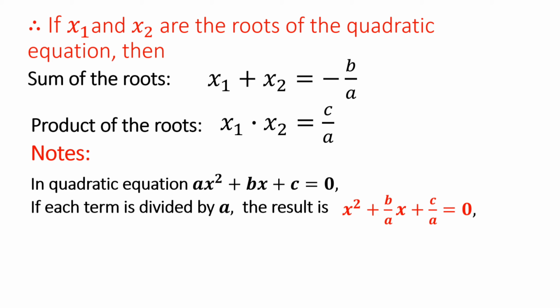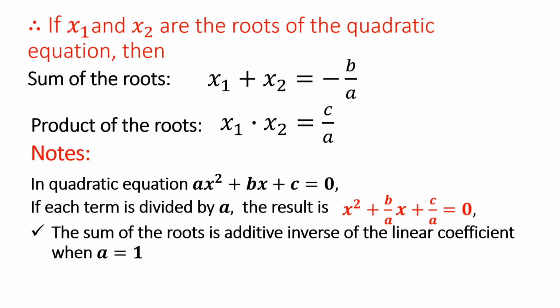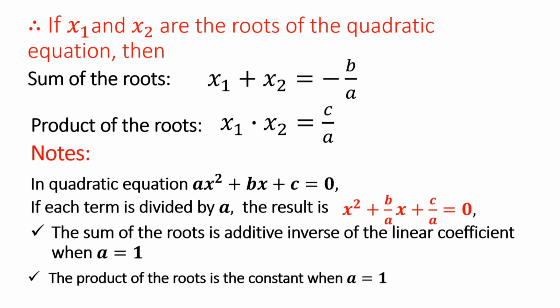Okay? So again, the sum of the roots is the additive inverse of the linear coefficient when a is equal to 1, while the product of the roots is the constant when a is equal to 1. Let us have an example.